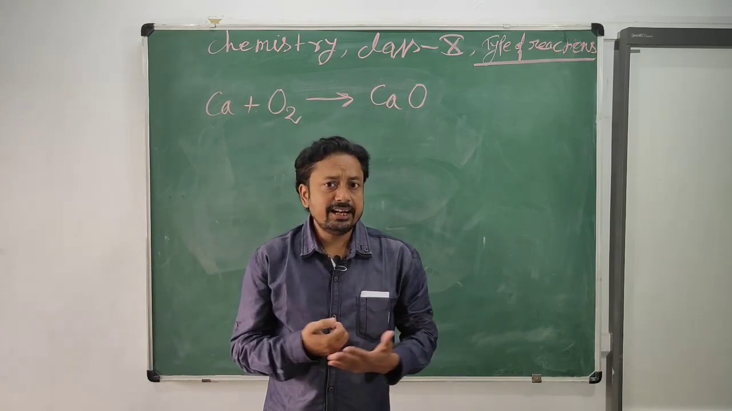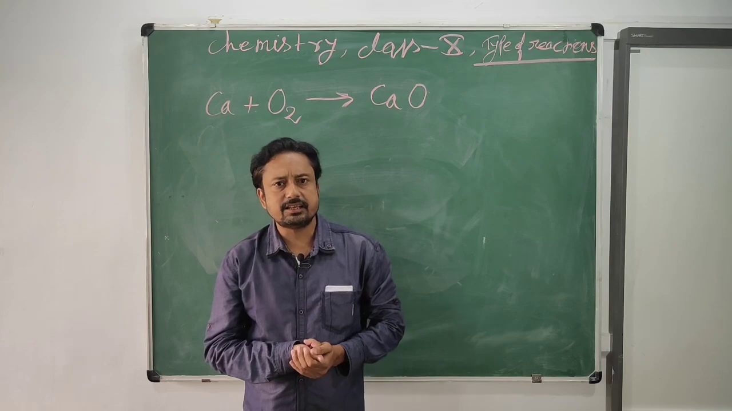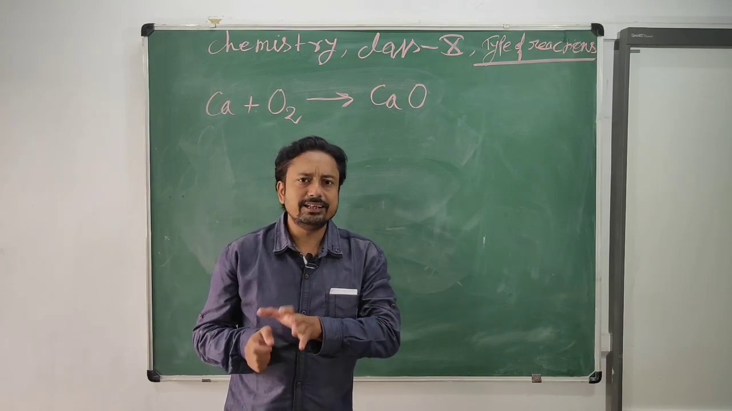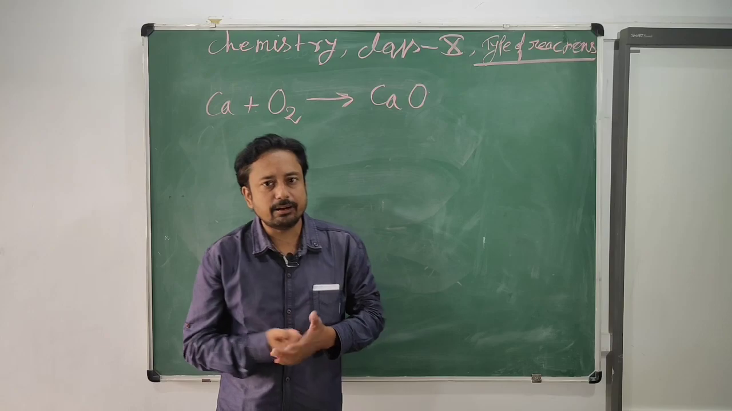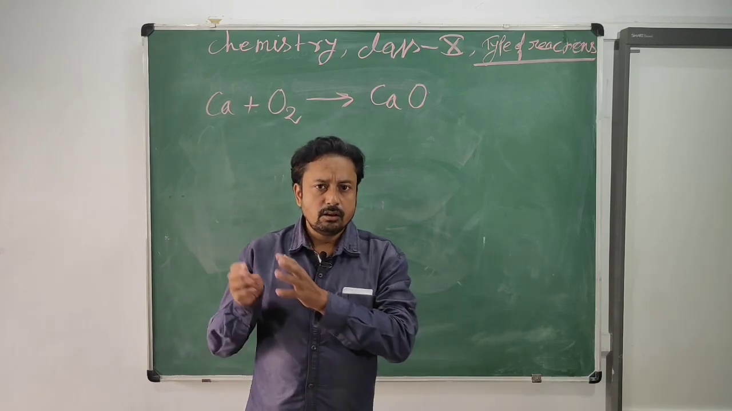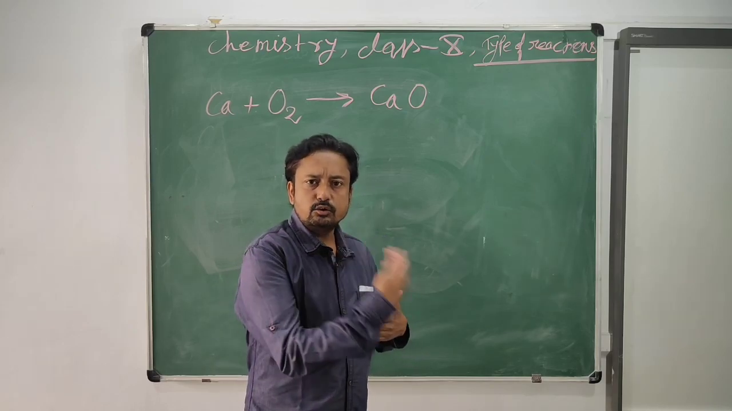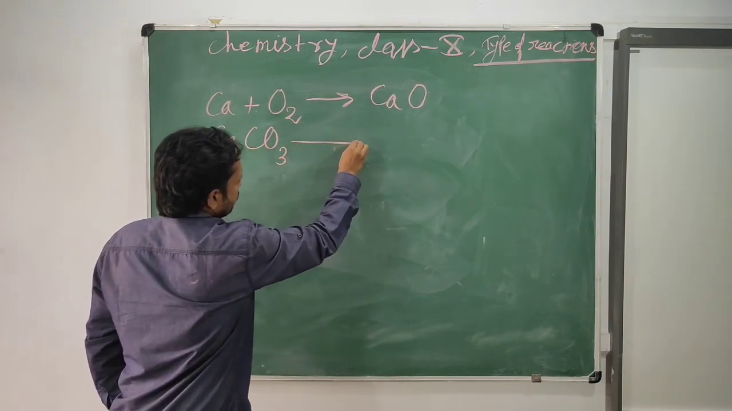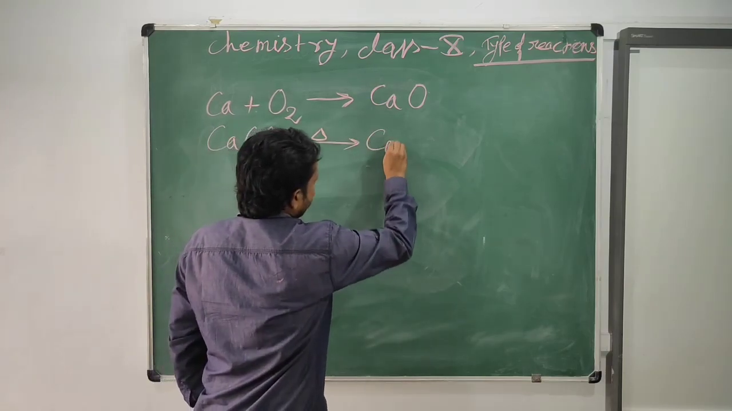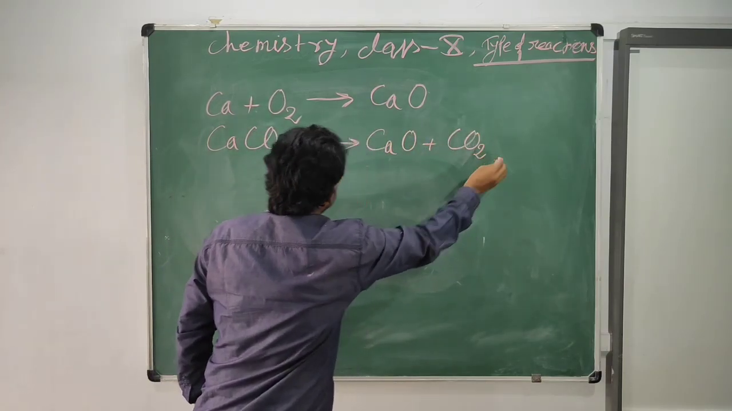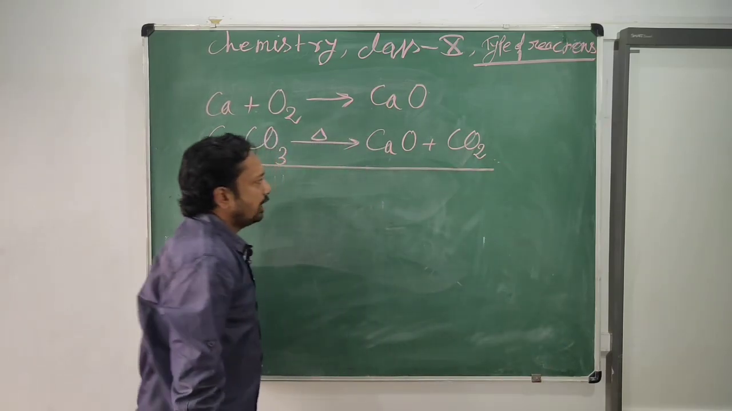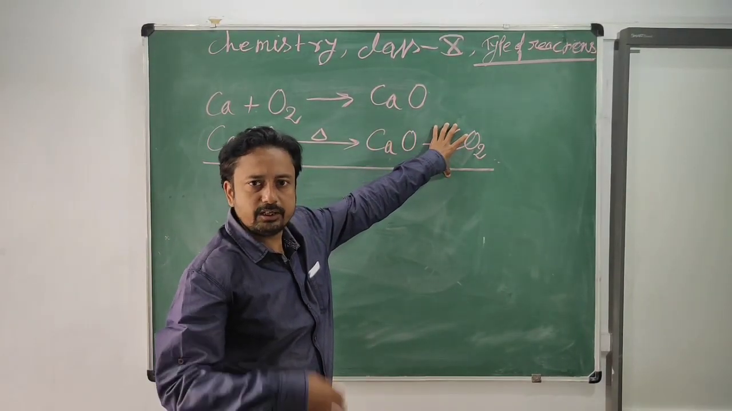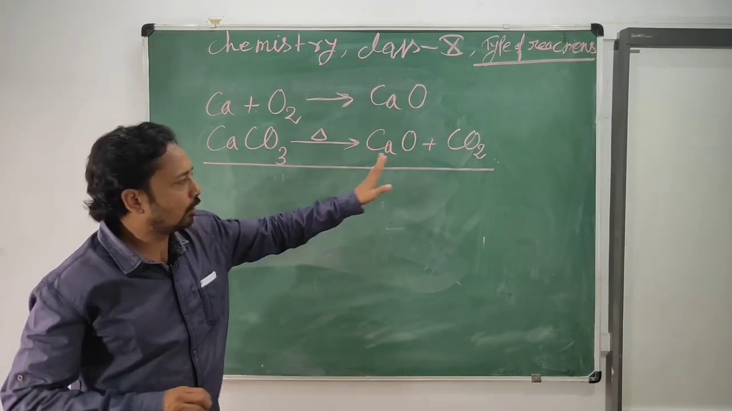Similarly, the second type is the decomposition reaction, which is just the reverse of a combination reaction. In a decomposition reaction the reactant is one and the products are two or more. It means decomposition reactions are those chemical reactions in which one reactant decomposes and provides two or more products. Like when we heat a piece of calcium carbonate, it forms calcium oxide and carbon dioxide. So this is an example of a decomposition reaction, because one reactant decomposes and gives two or more new products.